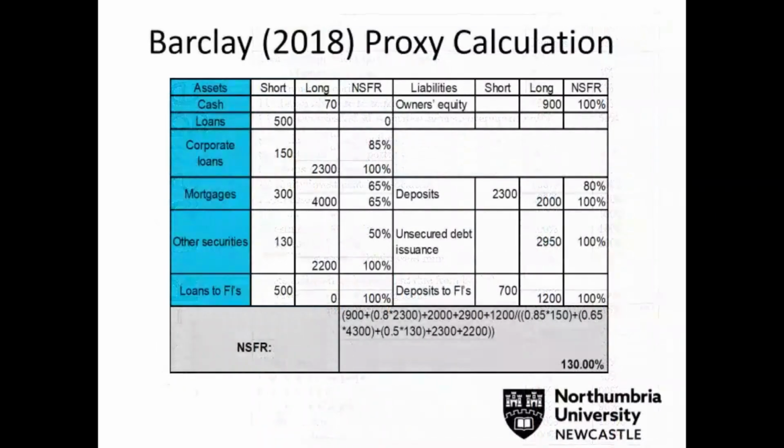Here we have a proxy calculation for Barclays in 2018, and at the time of the report they didn't actually disclose the net stable funding ratio. Therefore, using the formula we've seen earlier on and the various data available on the balance sheet, we were able to calculate a proxy that in 2018 Barclays did meet the net stable funding ratio, having 130%, which is obviously above the required 100% requirement. And again, this is a task that you may be able to do and backdate if your bank doesn't produce the net stable funding ratio within its Pillar 3 disclosure report.